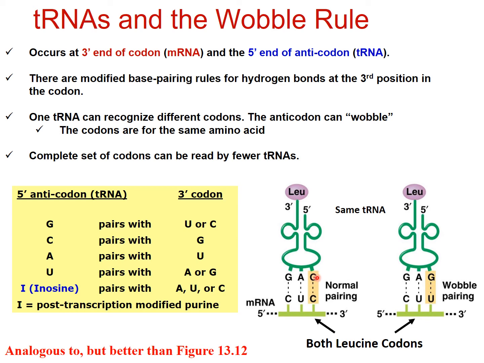C on the transfer RNA will always pair with G. A will always pair with U. However, a U at this position can pair with either A or G. And then inosine, which is another base which is modified after the transfer RNA has been transcribed, can pair with A, U, or C. So you don't need to know the structure of inosine and the base pairing that goes on there. Just know that inosine has these options for pairing with 3 of the 4 nucleotides.